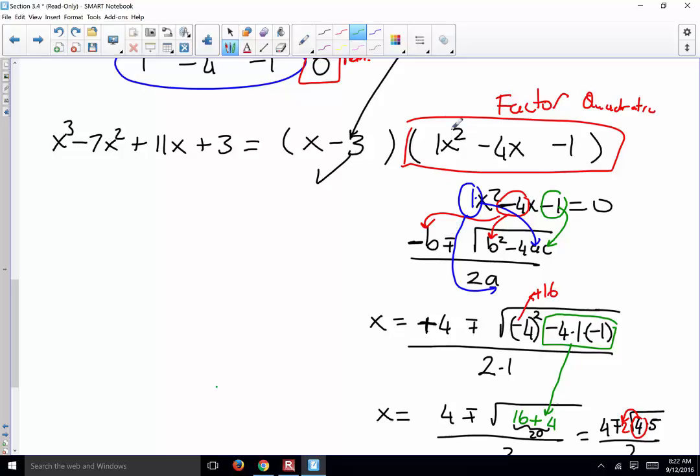If this was a cube, I was doomed. I'm glad it's not a cube. It was a square. I knew how to find zeros of such things by the quadratic formula, so we were lucky.